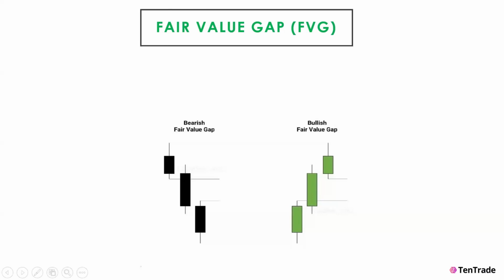Fair value gap is equally a 3 candlestick price delivery. That's a situation where you have the low of the first candle not being connected to the high of the third candle in a bearish price delivery. And in a bullish price delivery, you have a set of 3 candles where the high of the first candle is not connected to the low of the third candle.